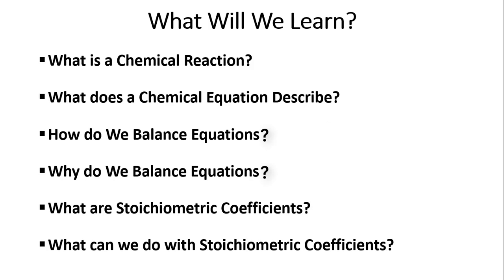Well, we're going to learn what a chemical reaction is, and what we use chemical reactions to describe. Then from there we're going to talk about balancing, why we balance equations, and then the balanced equation gives us another piece of information, which is the stoichiometric coefficients, which we're going to talk about later on in this video. And then we want to ask the question, what can we do with stoichiometric coefficients, which leads to the question of stoichiometry and how you use stoichiometry to tell you the relationships between the different compounds that are reacting.